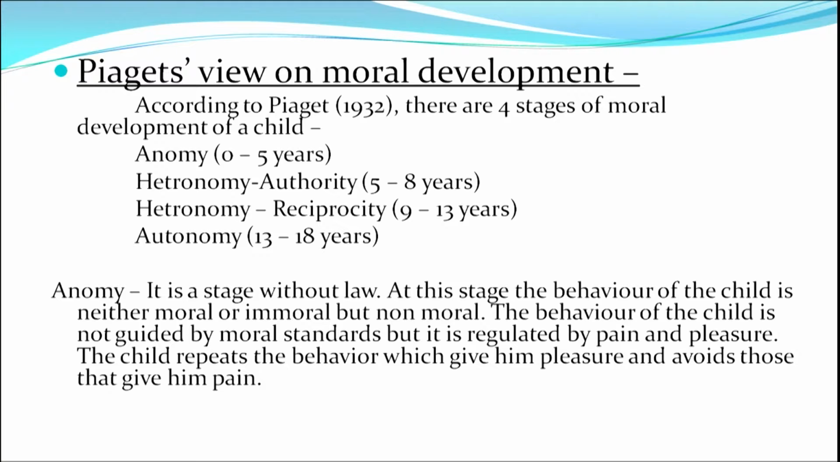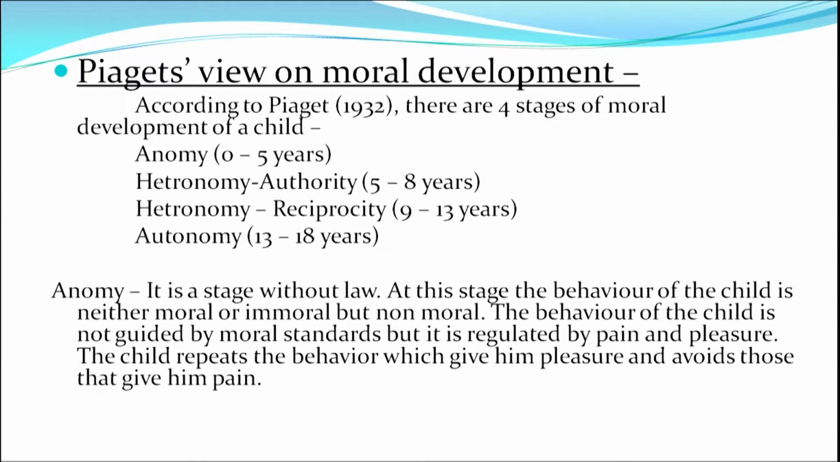Anomy is a stage without law. At this stage, the behavior of the child is neither moral nor immoral, but actually it is non-moral. The behavior of the child is not guided by moral standards, but it is regulated by pain and pleasure. This means that at the anomy stage, when a child is between 0 to 5 years, he is not guided by any moral standard, but his behavior is totally regulated by pain and pleasure.